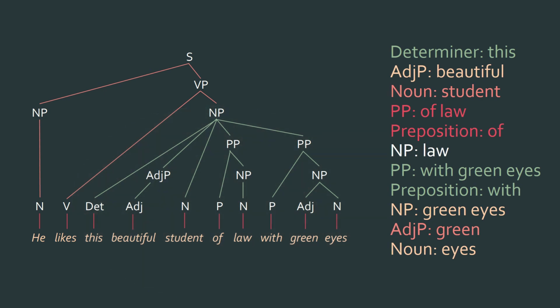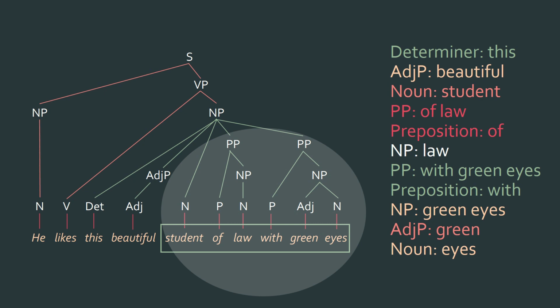As it stands, it looks like this structure doesn't show all the constituents. Why? Because the sequence of words student of law with green eyes is a constituent, but there's no one node that contains all and only the same sequence of words. But is it really a constituent?